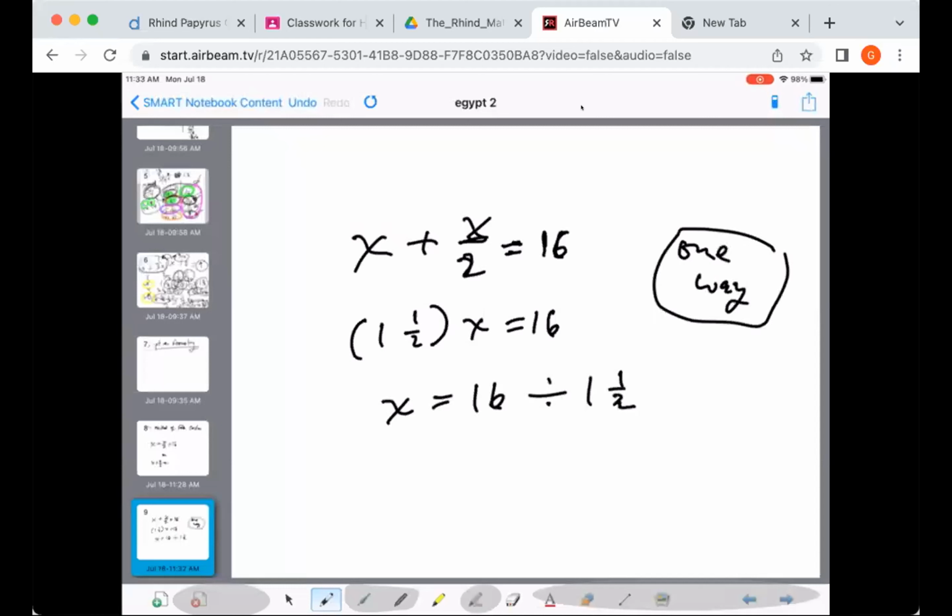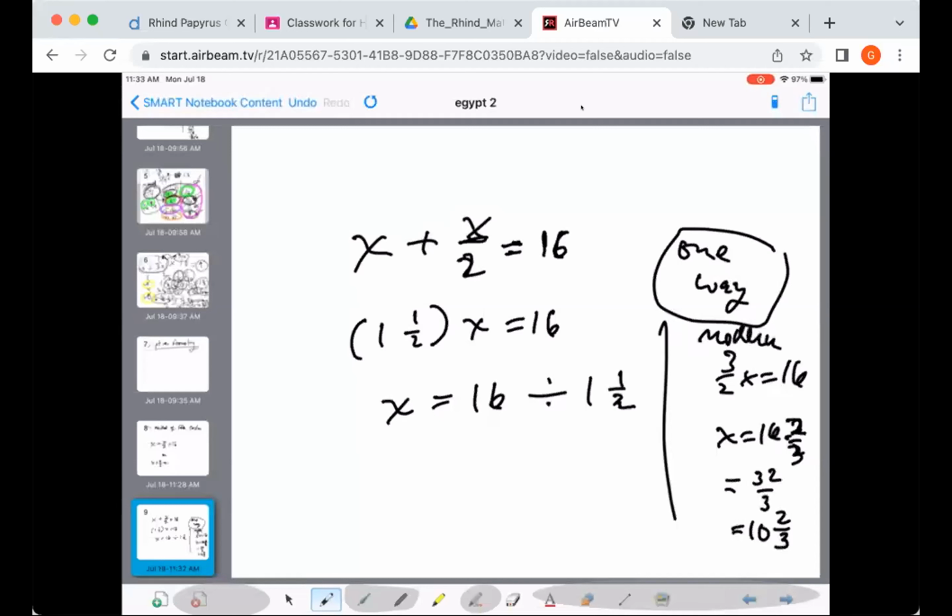Basically, the modern method: combine X plus X over 2, which is 1.5 X. If you want to go totally modern, you go 3 over 2 X equals 16, and then X equals 16 times 2 over 3, equals 32 over 3. That's totally modern. We're not going to be allowed to do it that way.